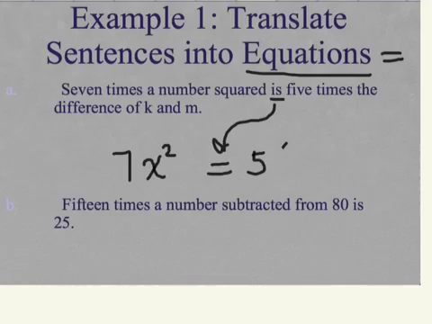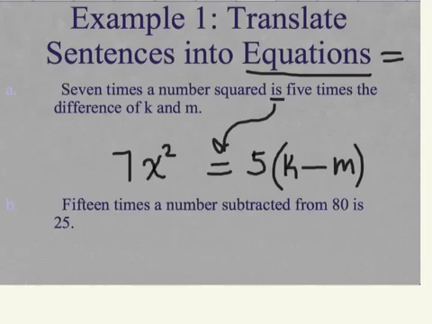5 times something. So I'm going to just put that something there. When we talk about difference, we know that that is subtraction. And so we're talking about the subtraction or the difference between two values, K and M. Here is the translation of this sentence into an algebraic equation. Let's look at part B.